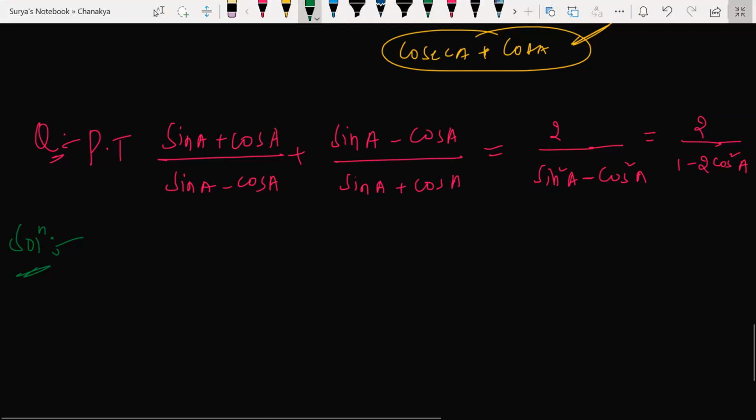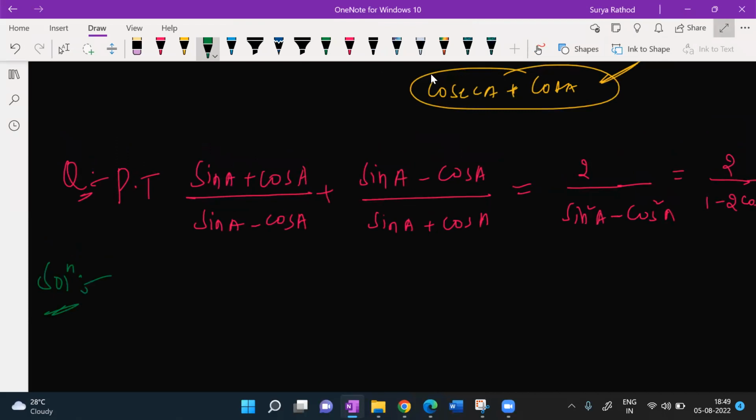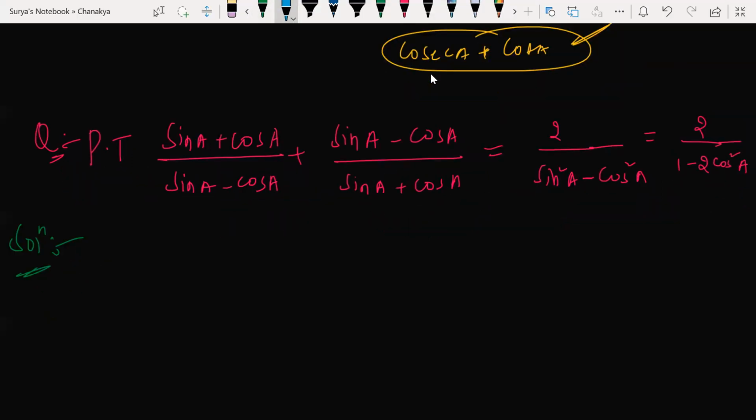Look at this, very simple actually. Sin A plus cos A, this is my LHS. Let me take that as the first. Can I cross multiply here? This into this, this into this, this into this. So sin square A plus... sin square A, it's like A plus B whole square.